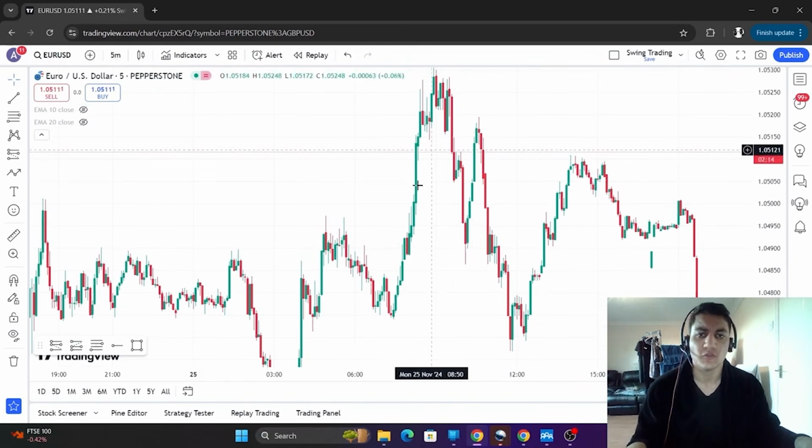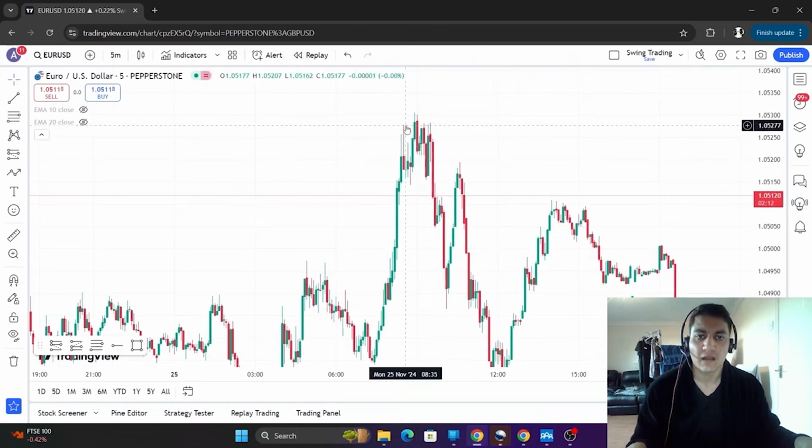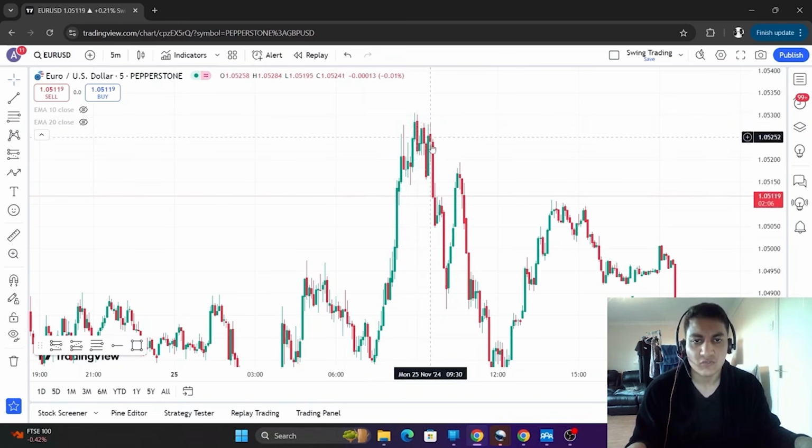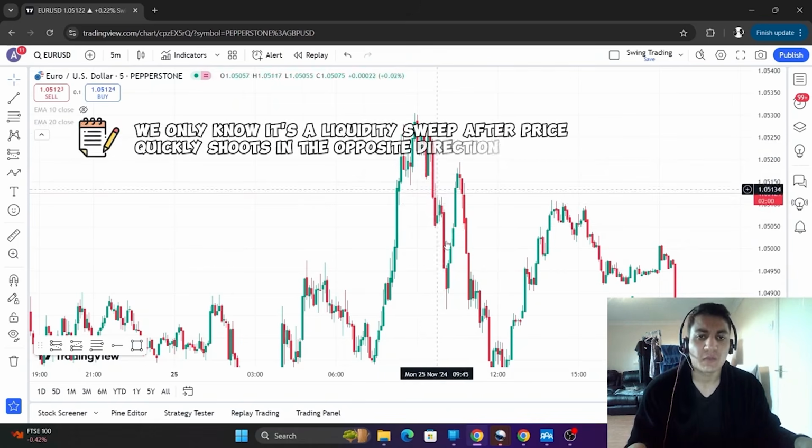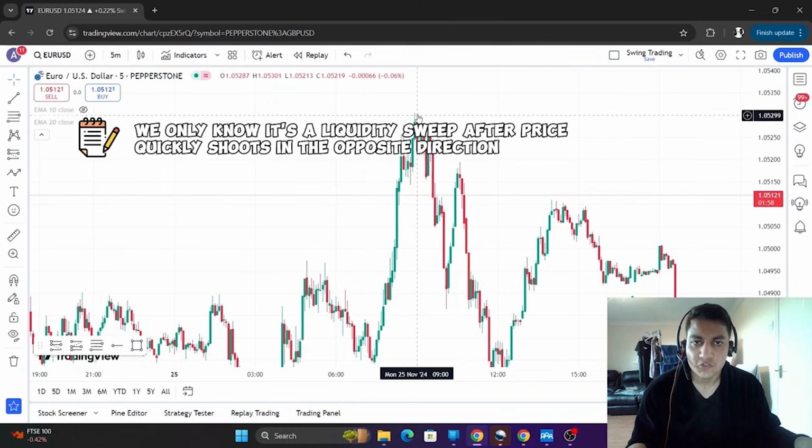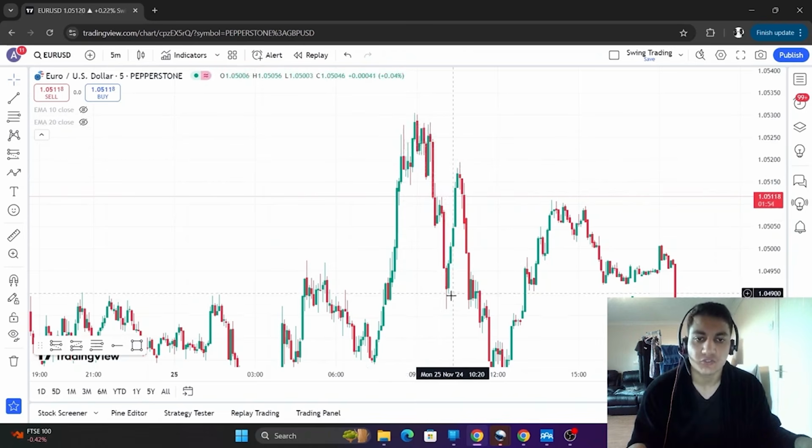Now, this is a fake move up, and we get this high here, right? And we get these candles here that point above this high. That right there is your liquidity sweep, right? Price consolidates for a bit and then aggressively drops, right? And let me just make something clear. We only know that it's a liquidity sweep around here, right? Because price just came up, took out that high, and then quickly and aggressively and sharply shot the other direction.